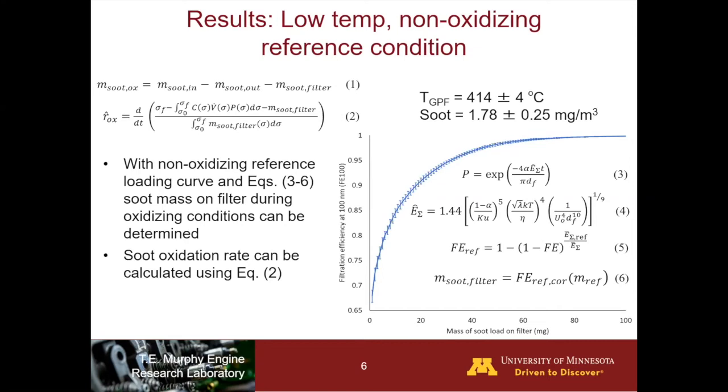And then with equations 3 through 6, we can correct oxidizing conditions for temperature and flow rate, so that we can determine the mass of soot on the filter for an oxidizing condition. Once we have mass of soot for an oxidizing condition, we can use equation 2 to calculate the oxidation rate.